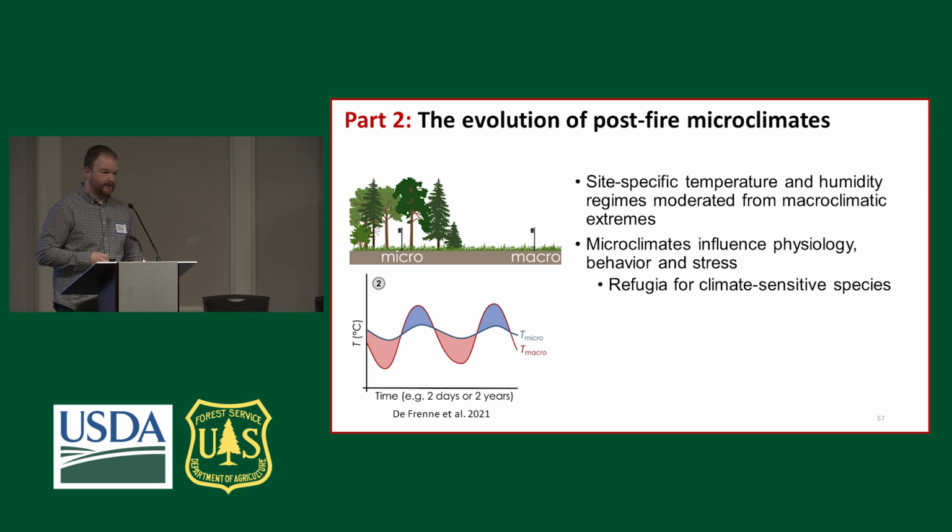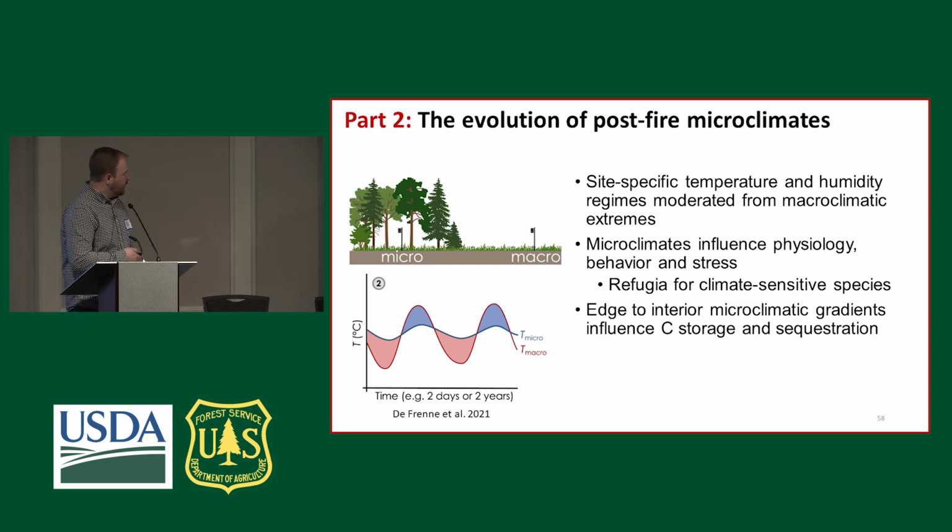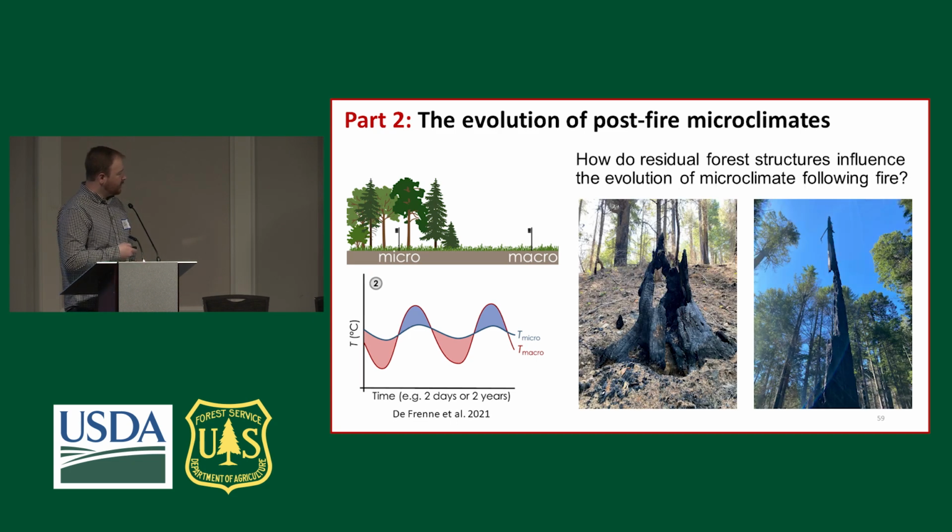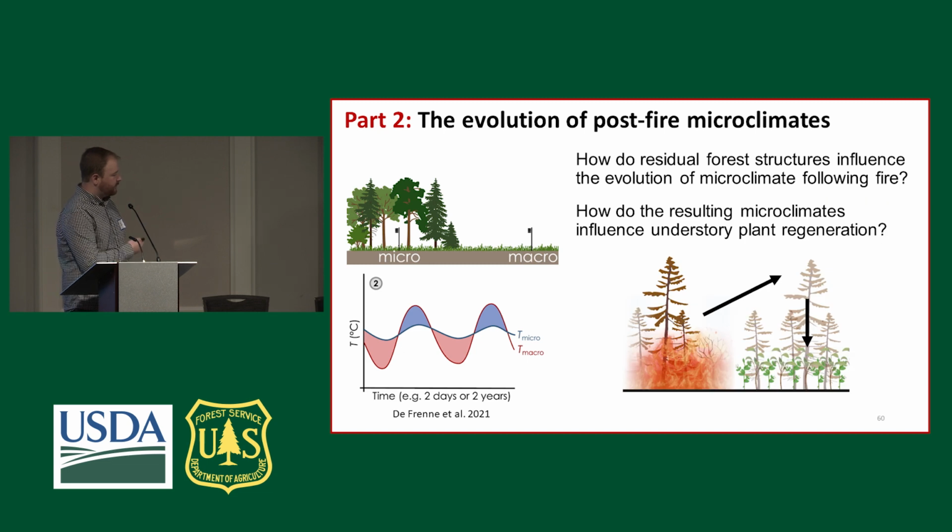We know that microclimates are important for influencing the physiology, behavior, and stress of organisms, as well as defining climate refugia. And we know that microclimates are important in many ecosystem functions, including carbon storage and sequestration. What we don't know is how residual forest structures influence the evolution of microclimates after a fire, and how those resulting microclimates feed back to influence the understory.